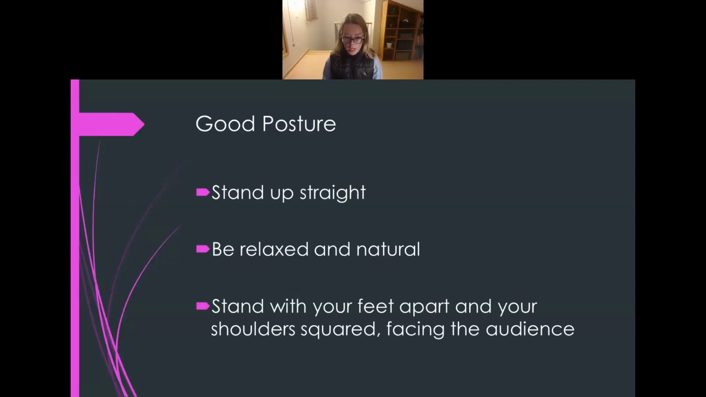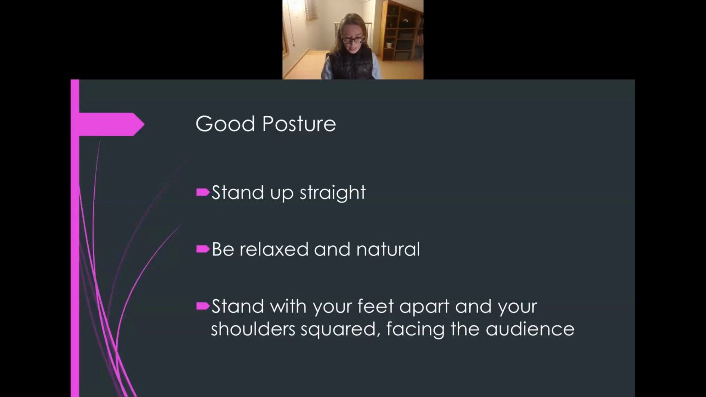Stand with your feet apart and your shoulders squared facing the audience. When you do group presentations, this is also important for your group members, because you should all stand up straight and not slouch. I did have a student once who had her body turned to the class like this. That really alienates your audience.